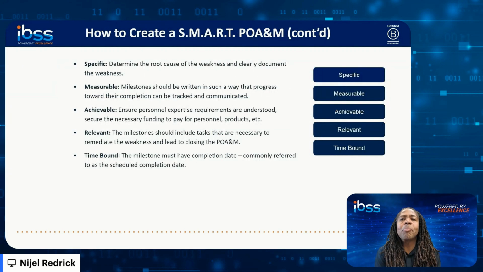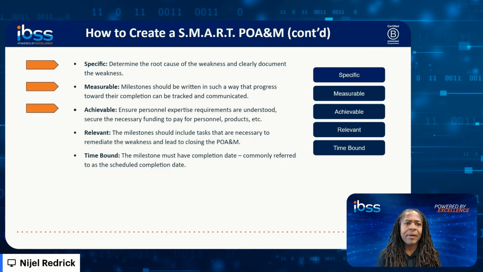So more about this SMART POAM. For those of us who are accustomed to goal setting, we are familiar with the SMART acronym. As it relates to a POAM, we want to make sure that we perform a root cause analysis, and then we are very specific about the cause of the weakness, and we clearly document that weakness. That's where the specificity comes into play. As it relates to being measurable, we want our milestones to be written in such a way that when communicated, decision makers understand the progress is being made towards completing the milestones.